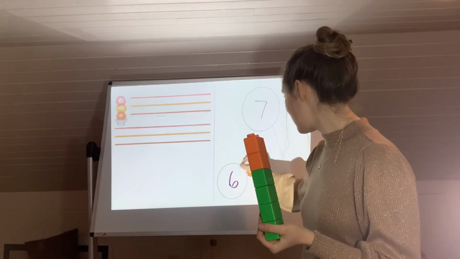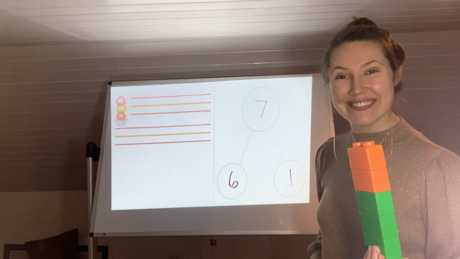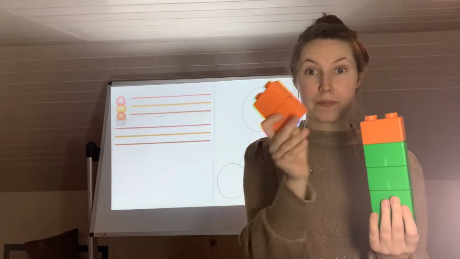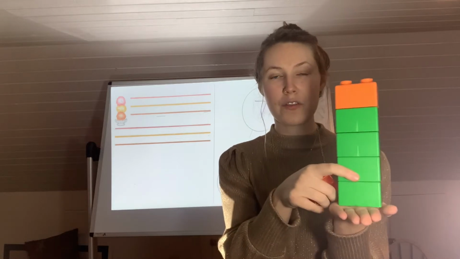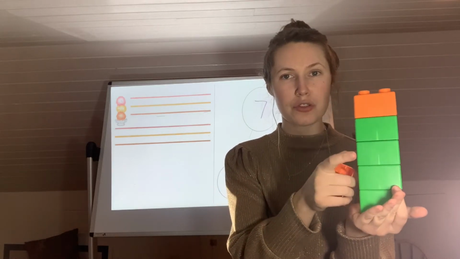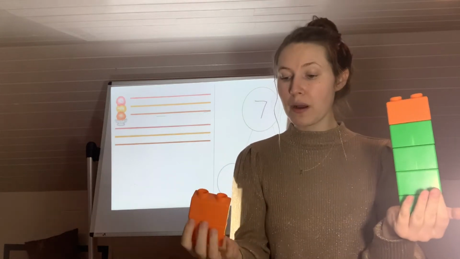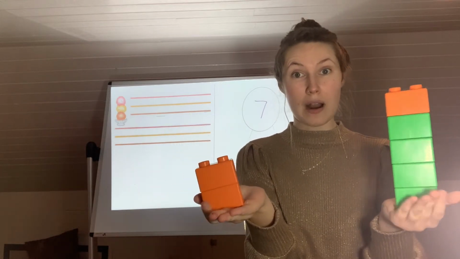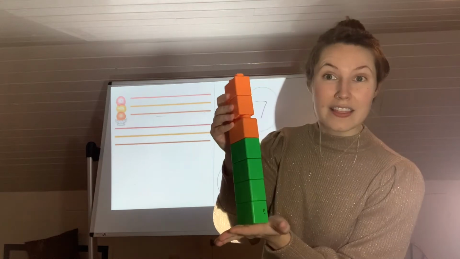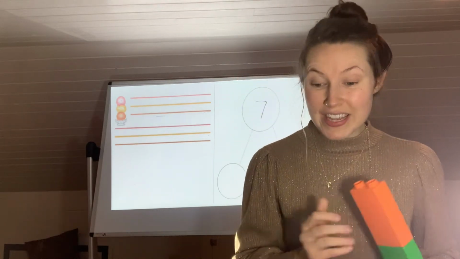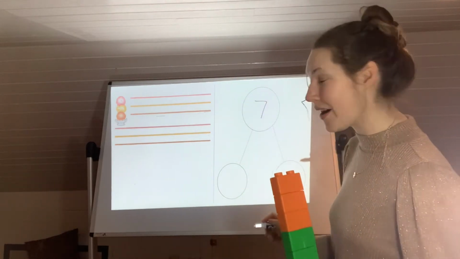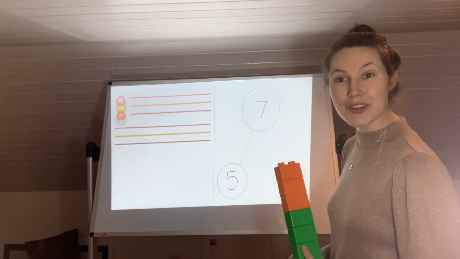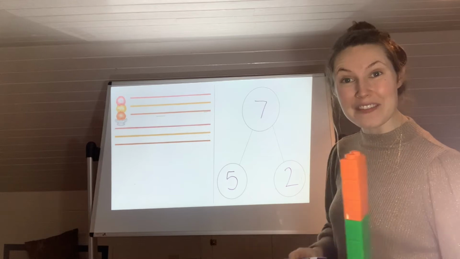6 and 1. This time I'm going to take 2 from my group. And how many do I have over here? I have 1, 2, 3, 4, 5 in one hand, and I have 1, 2 in my other hand. When I put those together, they make 7. So 5 and 2 is another group of hidden partners. 5 and 2 are another way we can make 7.